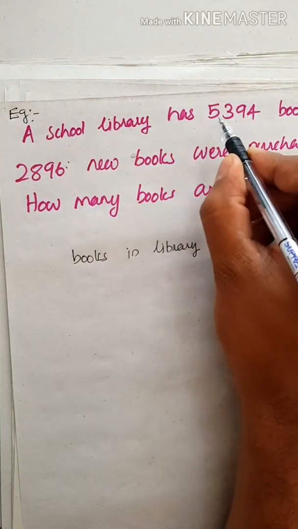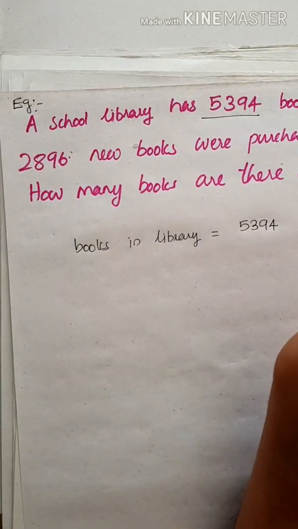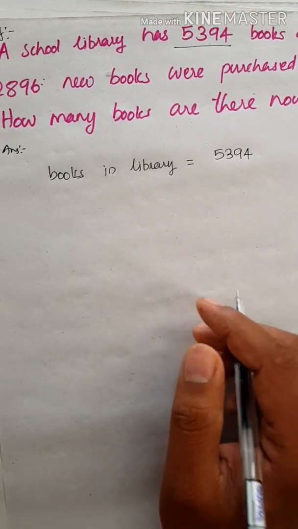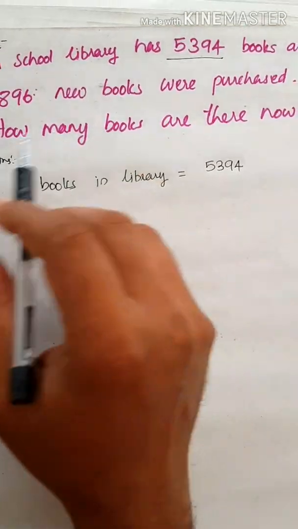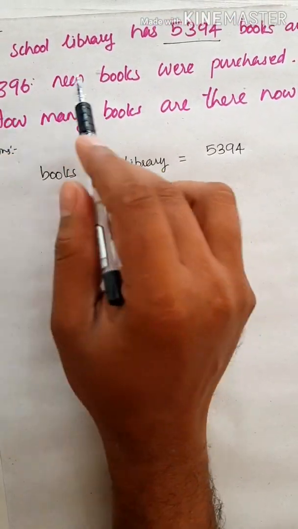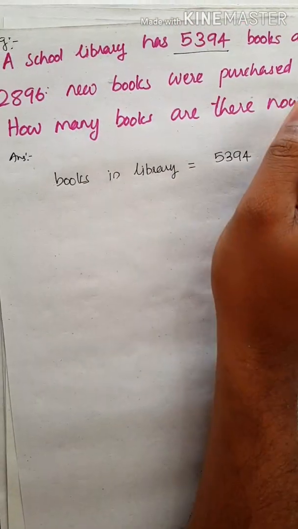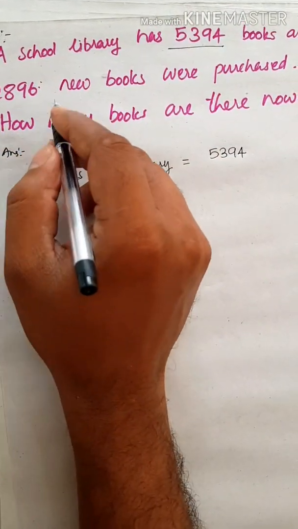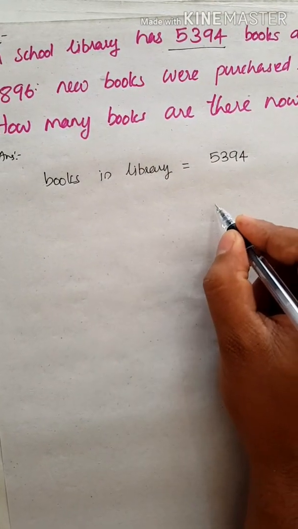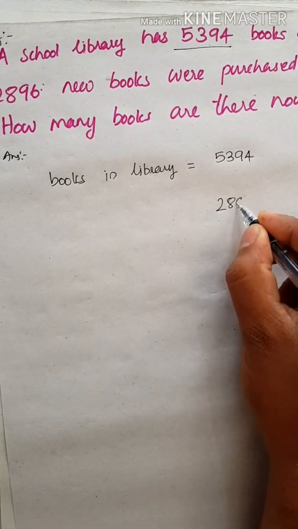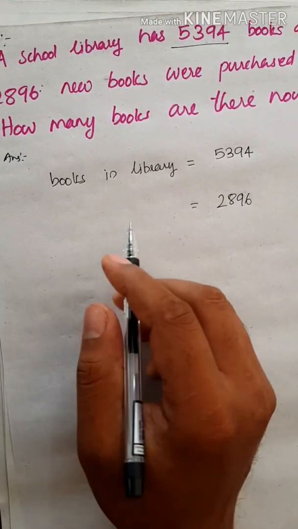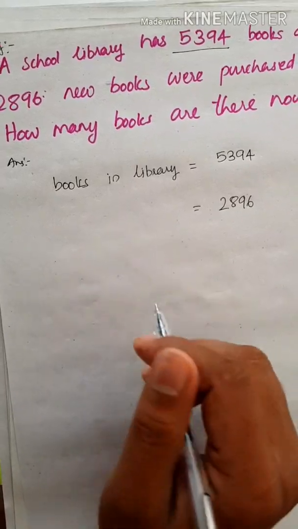A school library has 5,394 books. Okay students, for the next statement, we will read the second line in the question. What is the second line? And 2,896 new books were purchased. So what is the next statement, or second statement?